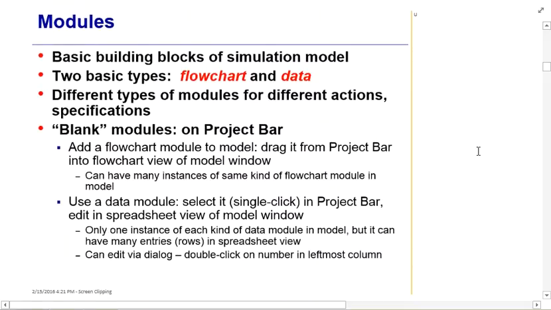So the modules, again, the basic building blocks, the flowchart and the data are the two basic modules. You've got blank modules on your project bar that you can add; a flowchart module enables you to add a flowchart module to the model. It's very straightforward, and I think everybody's sort of gotten this. I know there was some confusion with a couple people early on, but basically you just grab it, drag it, and drop it, and that's the way that works. Again, if you had a grid turned on, you can drop it on the grid, snap it into a location, and then line up other modules as well.